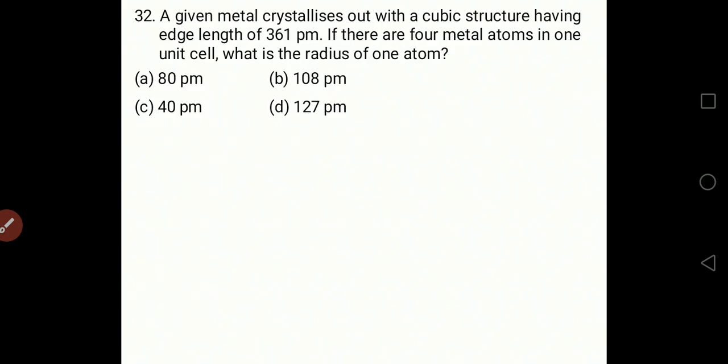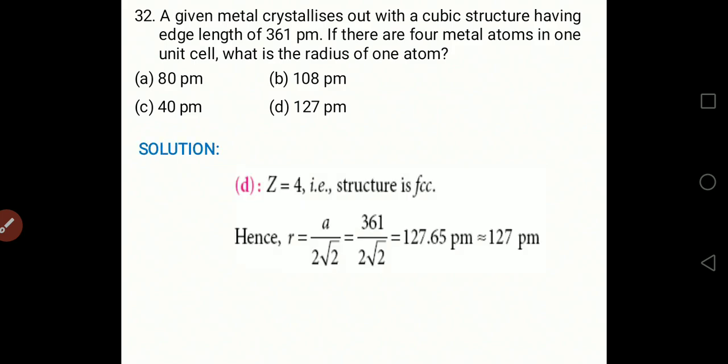A given metal crystal having a cubic crystal structure with edge length 361 picometer, there are 4 metal atoms in 1 unit cell. So what is the radius of an atom? So it is FCC. For FCC use the formula R is equal to a divided by 2 root 2, or a is equal to 2 root 2 R. Simplify that easily, you will get the answer 127. So the answer is D.